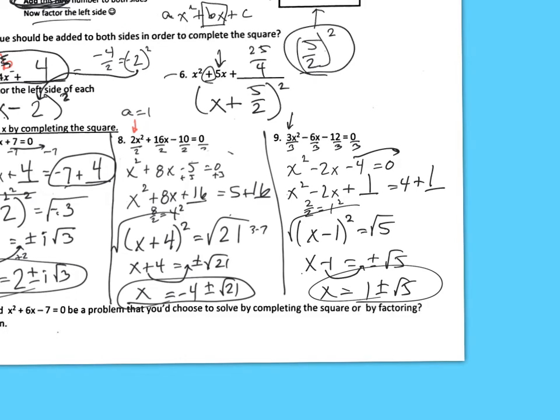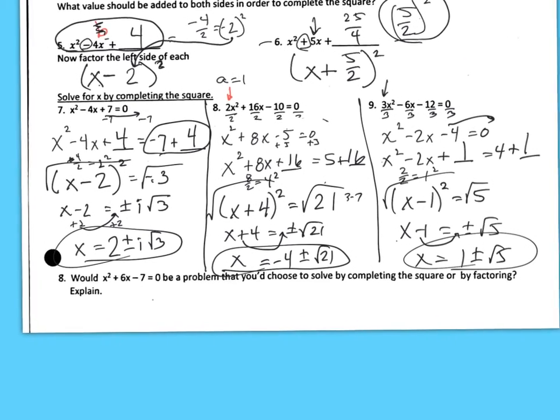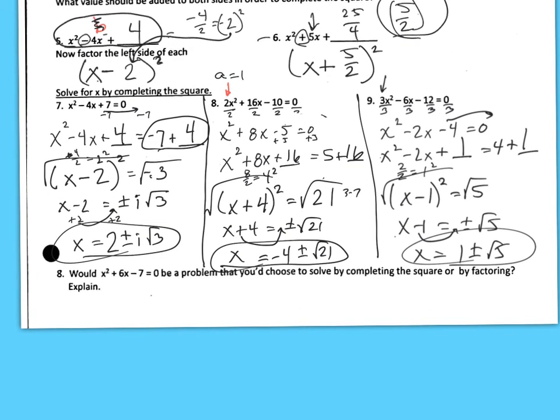Now, you may find this hard to believe, but some people prefer this over factoring. So this next question is really just your opinion. Would you do x squared plus 6x minus 7 with factoring or completing the square? Well, I don't know. Are there 2 factors that multiply to give you 7 and subtract to give you 6? There are. It would be x plus 7 times x minus 1. So it factors pretty fast.